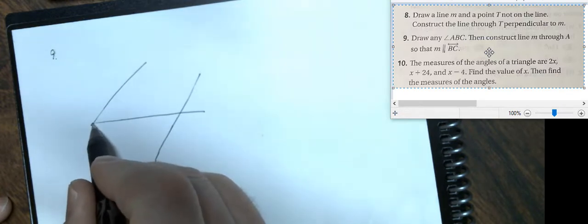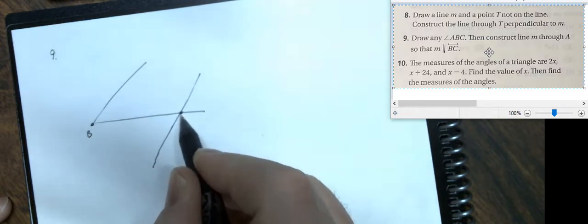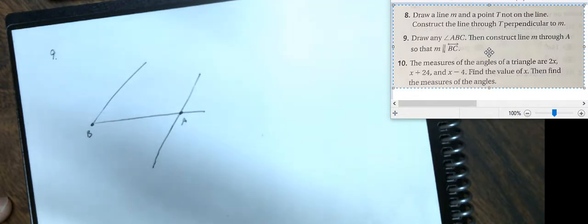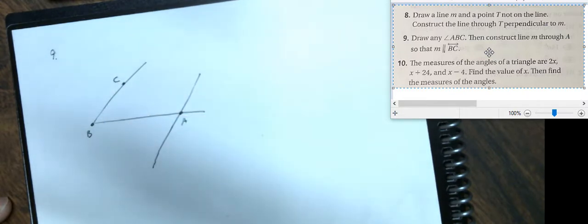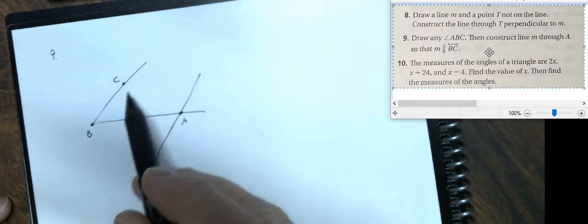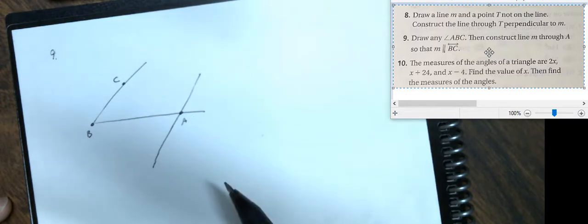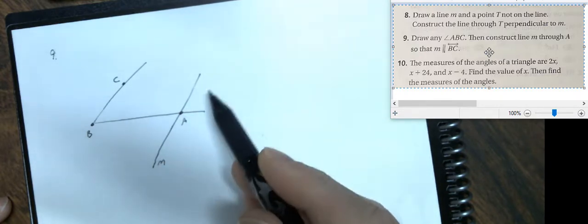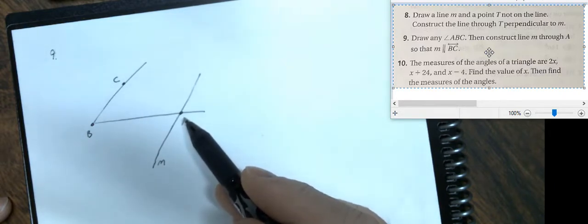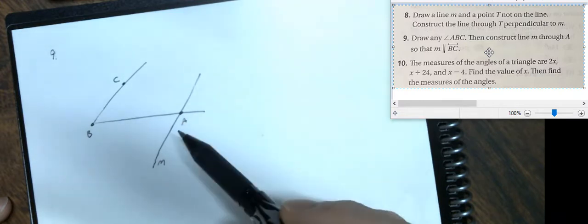And let's go ahead and call this point B, this point A, and this point C. Alright, so there's our ABC. That's our angle. That's our initial angle. Construct line M, so this will be our line M through A. Alright, so that's our section right there. So that M is parallel to BC.